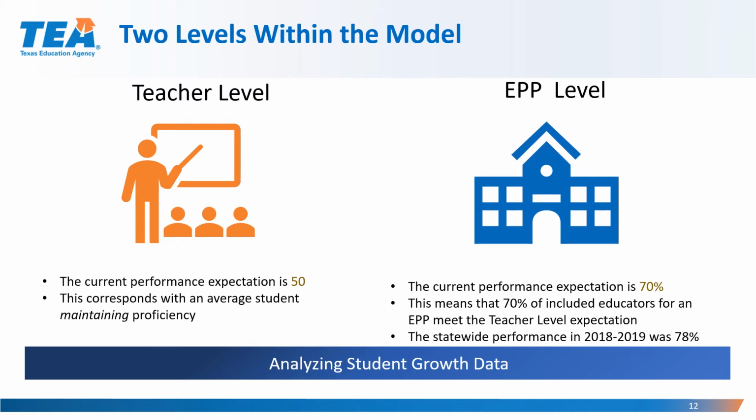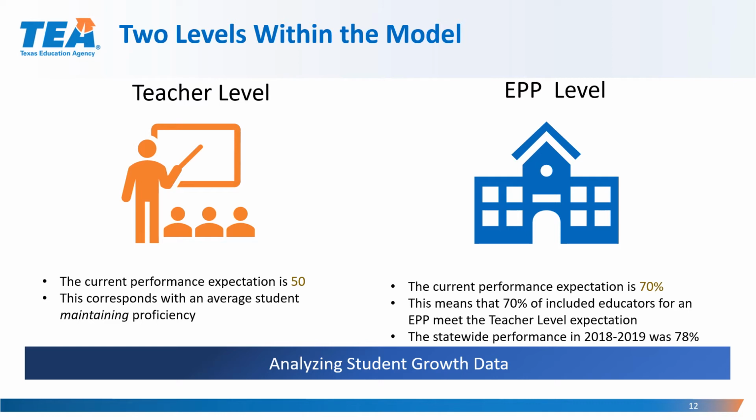At the teacher level, we average all the growth scores and multiply by 100 to provide a number on a 0 to 100 scale. The current performance expectation in the individual framework is a 50, which corresponds with the average student in the classroom maintaining proficiency. Conceptually, this means that for the average student in the classroom, they maintain their performance level. We then aggregate these beginning teachers up to the EPP level.